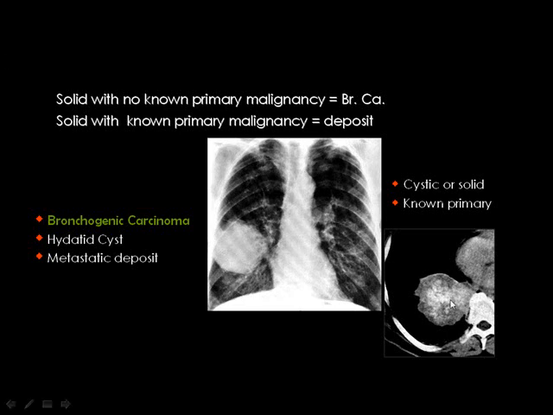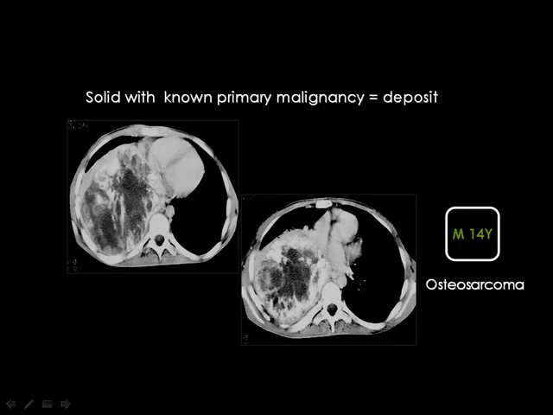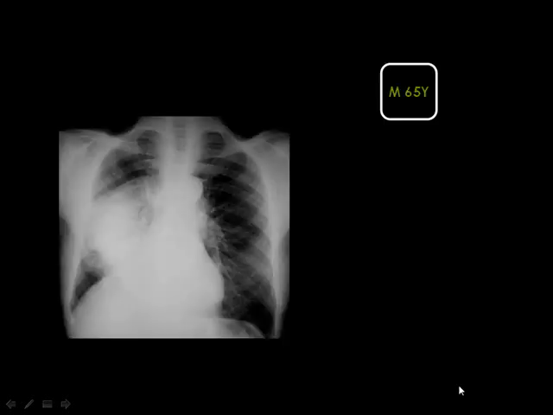Then if you see a mass in the lung in an adult containing calcium or not, showing a smooth margin or irregular margin, this should be a bronchogenic carcinoma until proved otherwise. Okay, if you see a mass in the lung and the patient is known to have a primary malignancy, then you are dealing with metastasis. This is a 14-year-old male with osteosarcoma. Then this is a huge metastatic deposit from osteosarcoma.